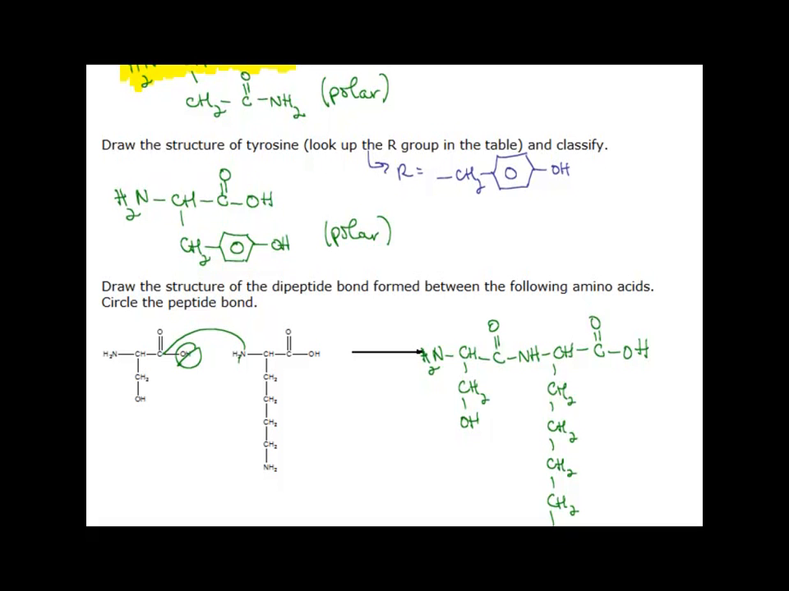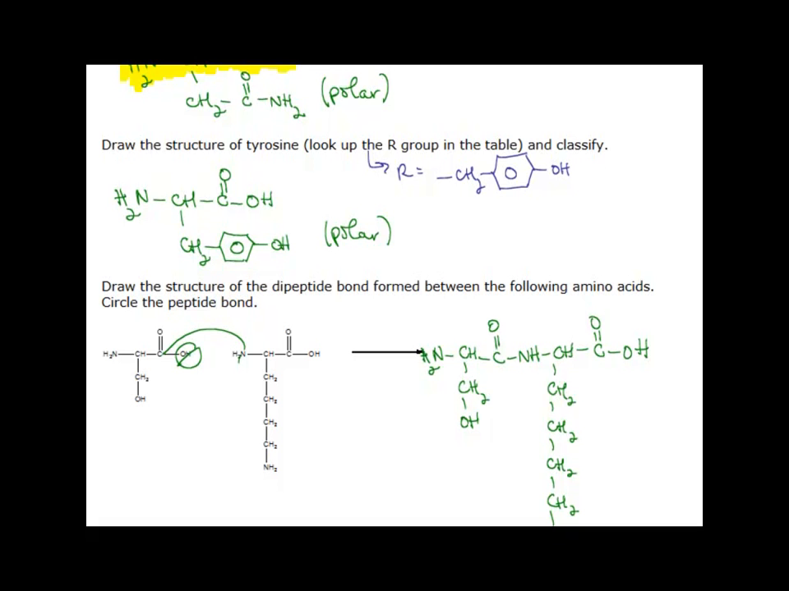Now tyrosine, the only thing that differs is that instead of the amide that you had for asparagine, you just have the phenol. So tyrosine is polar as well. So make sure you know the general structure of the amino acid, because you will definitely need to know how to do that. And the last question, draw the structure of the dipeptide bond formed between the following amino acids.